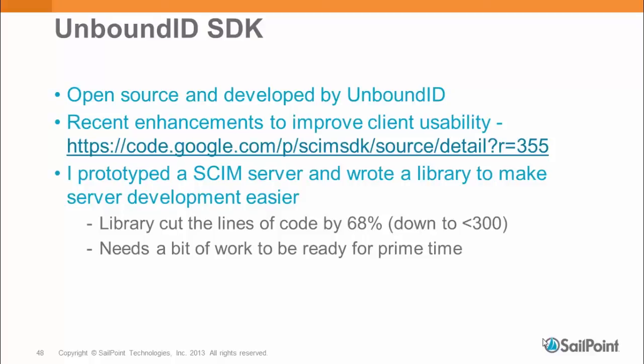As an exercise, I prototyped a SCIM server using the UnboundID SDK, and it was nice. You can do everything you need to do, but there are some things that could be made simpler. So I created a library that makes this simpler, extracting some of the common pieces. I don't want to hold on to it. I want to give it to the UnboundID guys, let them take it and run with it, because it's not ready for prime time yet. But it cut down the lines of code by over 2/3 in the SCIM server that I created, and it does creates, deletes, listing, all that sort of stuff. Less than 300 lines of code. So really, if you use these open source tools, it's not hard to get going.